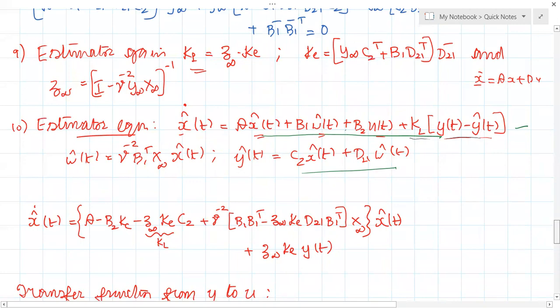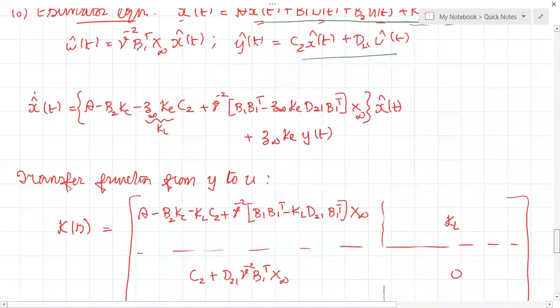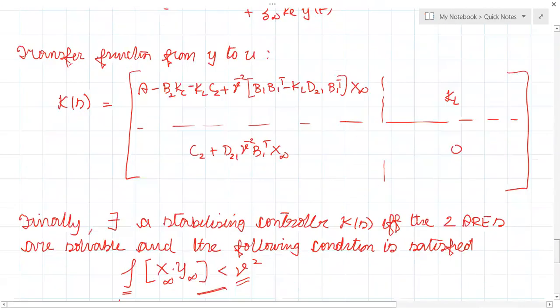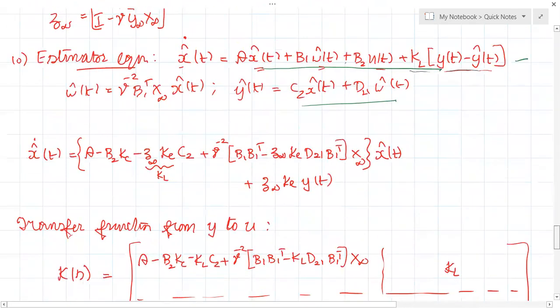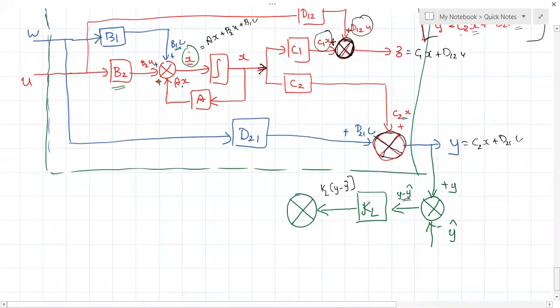Now we have to patch up the remaining part. We arrived at KL into this thing. Now what next? The sum of all these things must be what? X hat dot. The sum of all these four terms should give you the estimated state derivative. So this is being added here, and this must be our X hat dot.